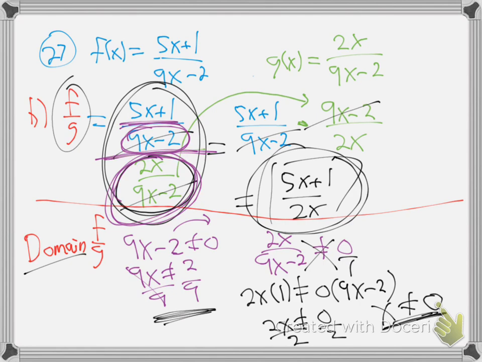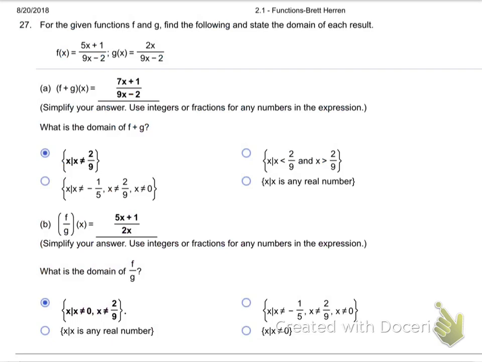So did you track with all that? So we took f over g, cleaned it up, and then for the domain, we had to work with the original one before the cleanup. Consider both denominators, anything under a bar. Both not equal to 0, solve them both. Not equal to 2 ninths, not equal to 0. That's the domain. And they let you just leave it that way. You don't have to write an interval. Let me show you. See right there? Not equal to 0, not equal to 2 ninths. They let you just choose that option.